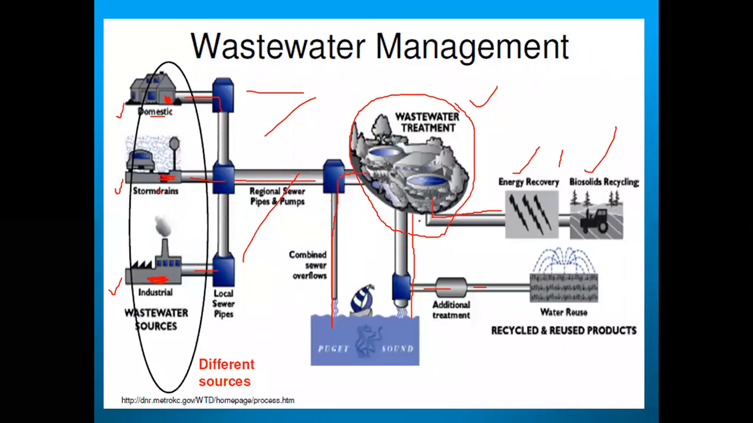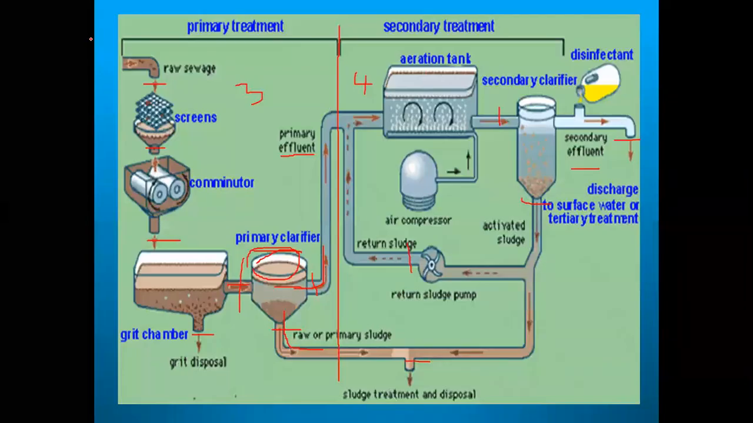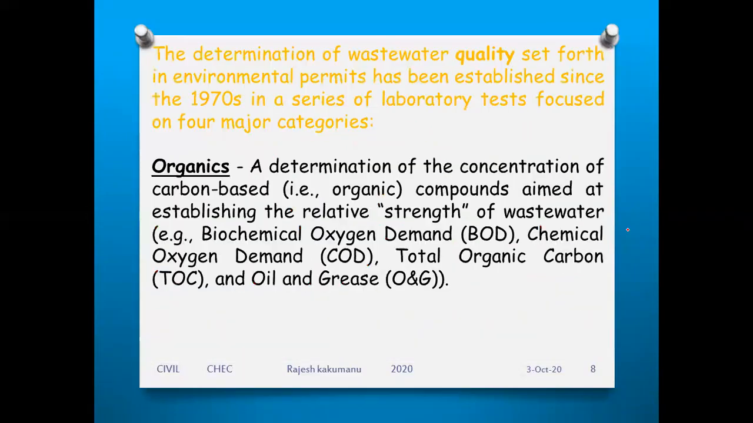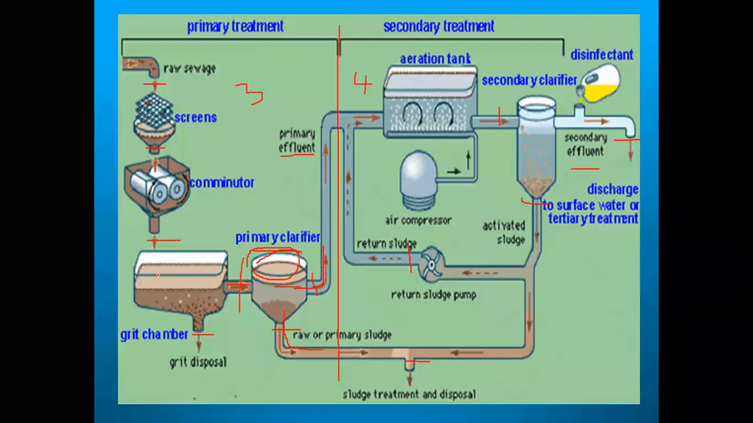The wastewater management process is what we have been seeing for 10 or 12 classes now. Keep this process in mind. The third unit and the fourth unit should be completely visible in this figure. This is the third unit, this is the fourth unit, so don't get confused.